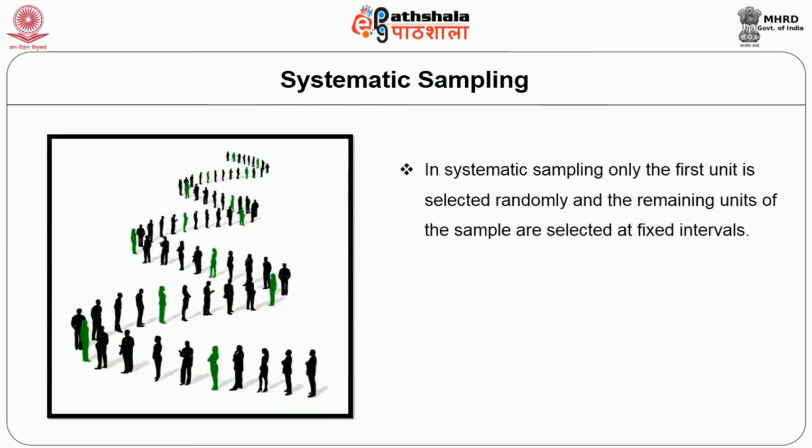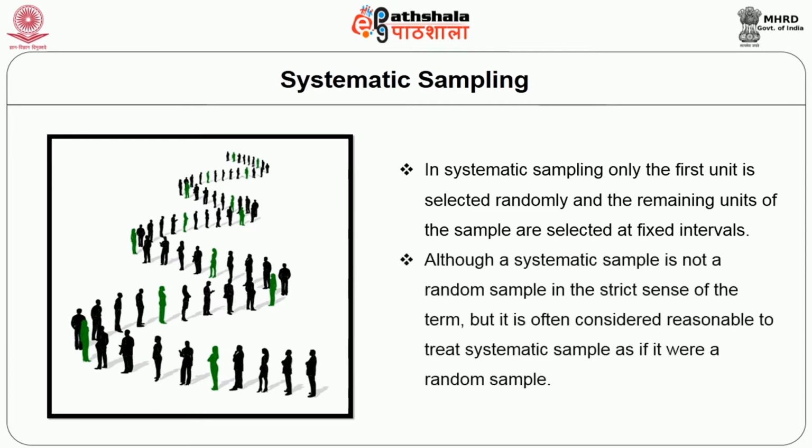Thus, in systematic sampling, only the first unit is selected randomly and the remaining units in the sample are selected at fixed intervals. Although a systematic sample is not a random sample in the strict sense of the term, it is often considered reasonable to treat a systematic sample as if it were a random sample.